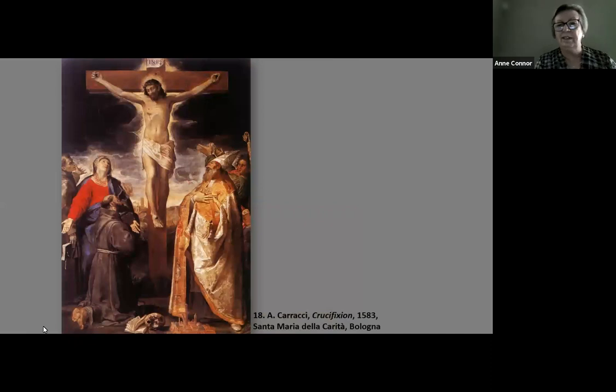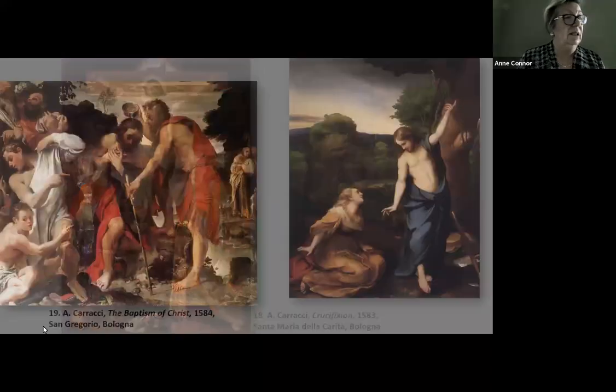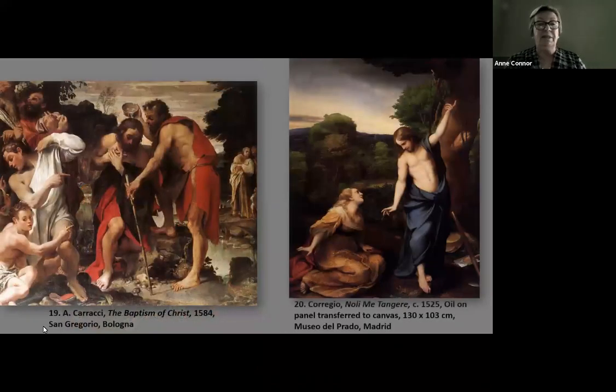Here are a few works that Annibale did before being called to Rome. The Crucifixion here at the Santa Maria della Carità in Bologna. Oh, the baptism of Christ, and there we can see, I think, in that painting very much the influence of Correggio. That's why I gave you a painting by Correggio on the right that gives you that feel.